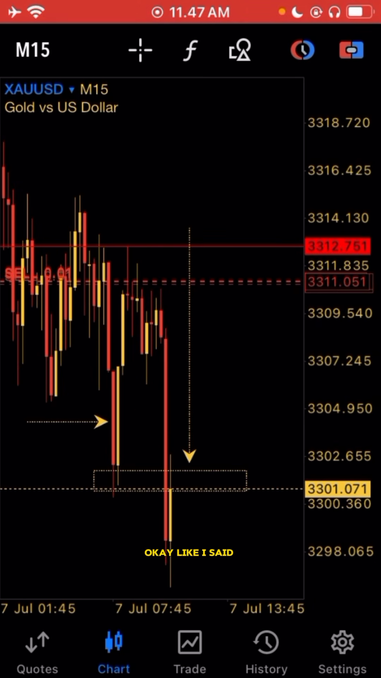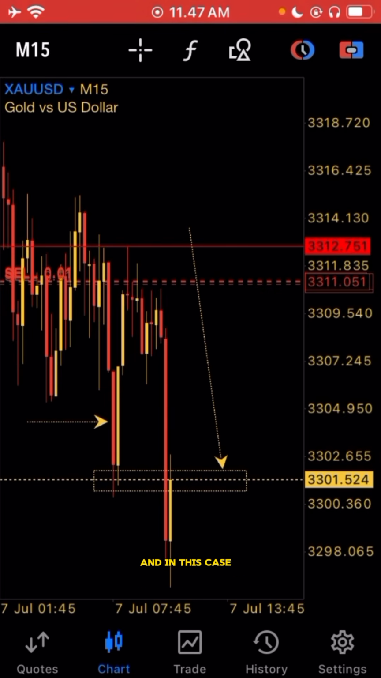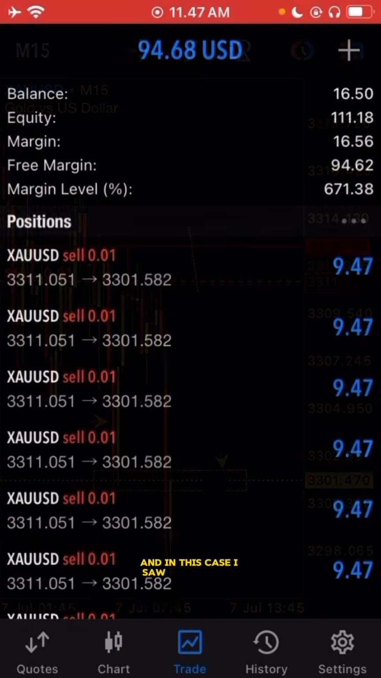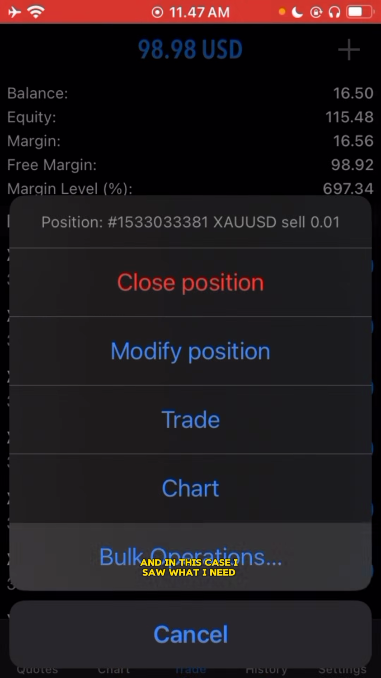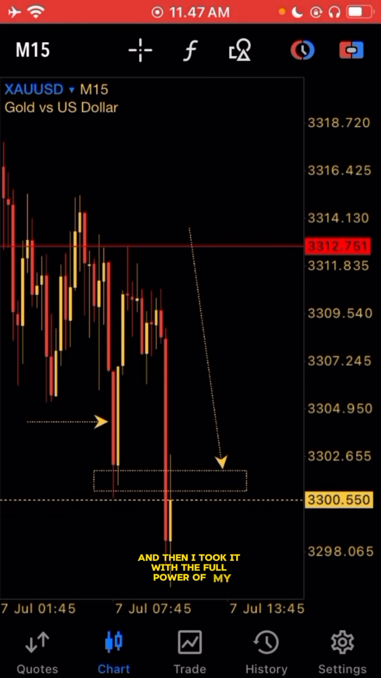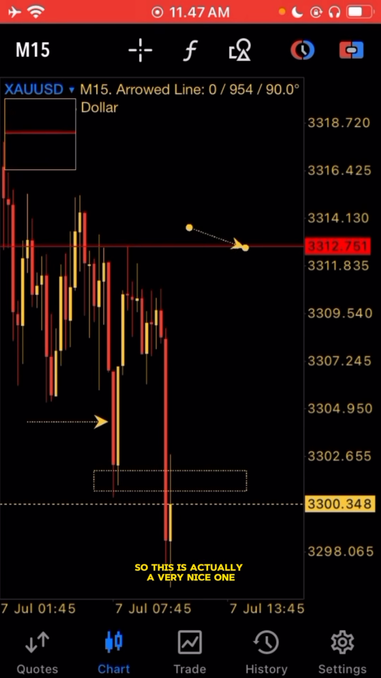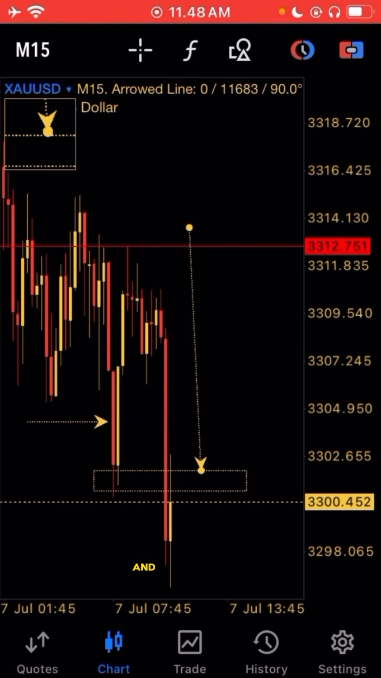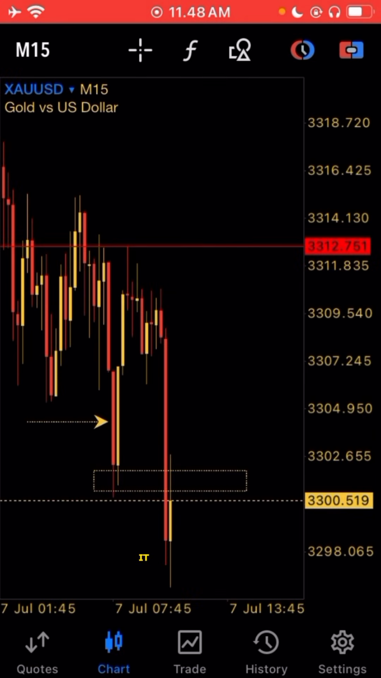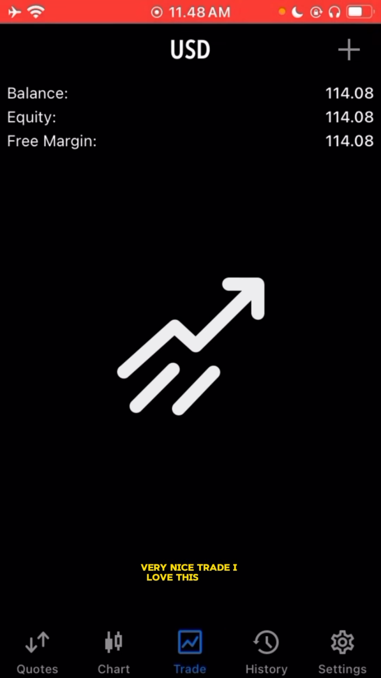Like I said, some setups require full margin while others don't, and in this case I saw what I need, right? I saw my beautiful setup, and then I took it with the full power of my account. This is a very nice one. Like I said, this is the line of sensitivity, and the market did not pass that area, so it's a sniper entry trade. Very nice trade. I love this trade.